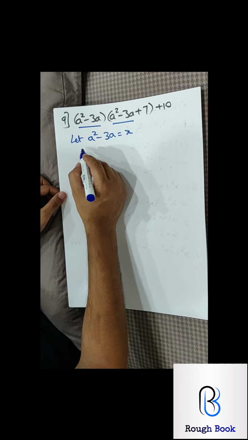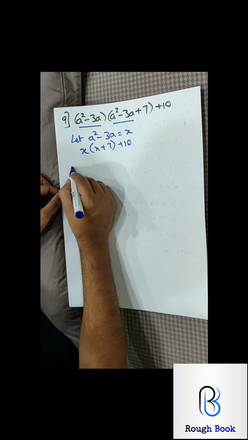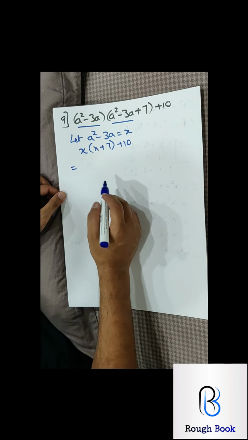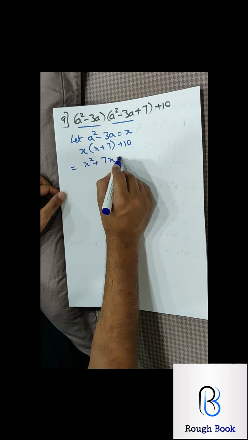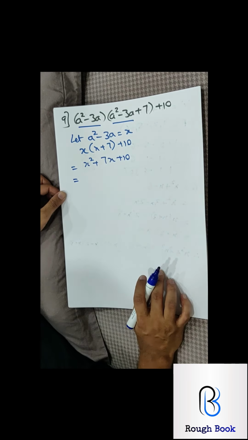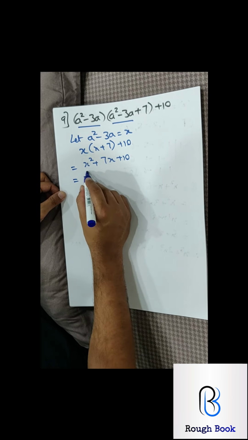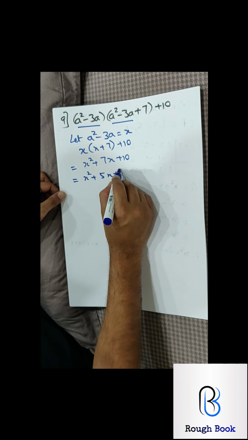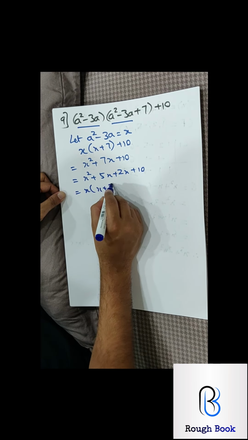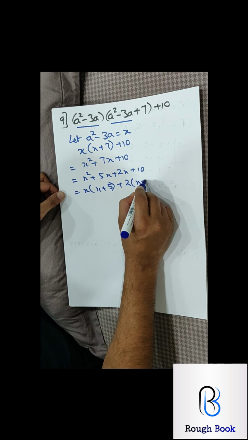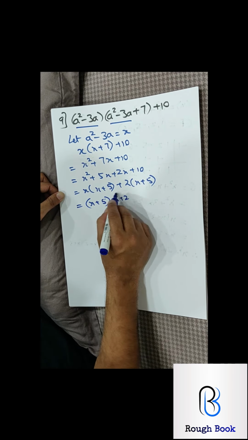Don't forget to resubstitute. So x plus 7 plus 10. So what will I get? X square plus 7x plus 10. Split the middle term and you will be able to get the rest of the sum. So x square, 5, 2s are 10 and 5 plus 2 is 7. X common, so x plus 5, plus 2 common, x plus 5. So x plus 5, x plus 2.